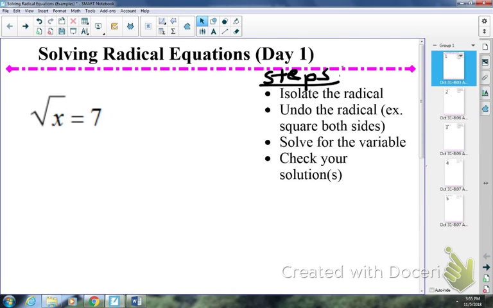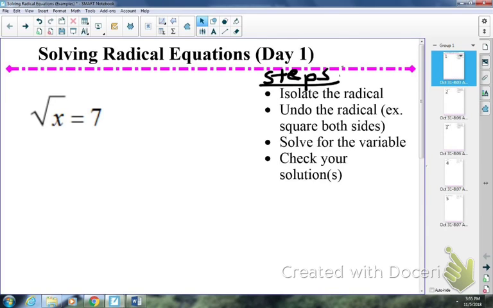But step number 1 is to isolate the radical. So you want to get your radical symbol on a side by itself. It doesn't matter if it's the left side or the right side, you just need to get it on a side by itself. So step number 1, isolate the radical. Step number 2 is to undo the radical. So if it's a square root, you can square both sides. If it's a cube root, you want to cube both sides. If it's a fourth root, you can take both sides to the 4th power, etc. So again, step number 2 is to undo the radical.